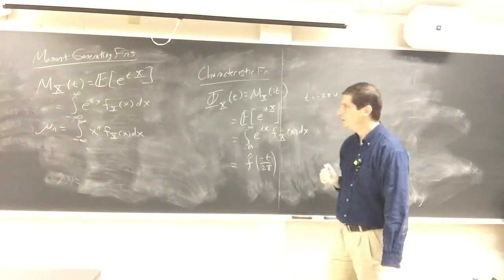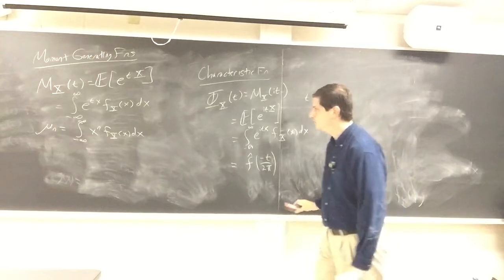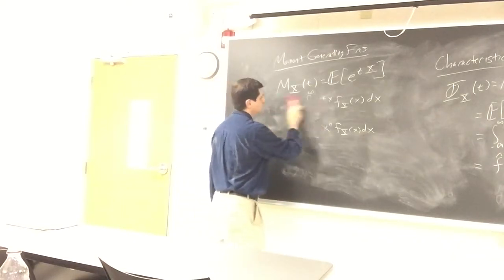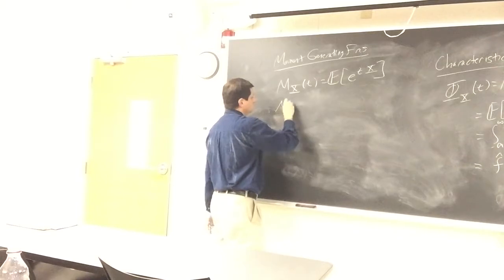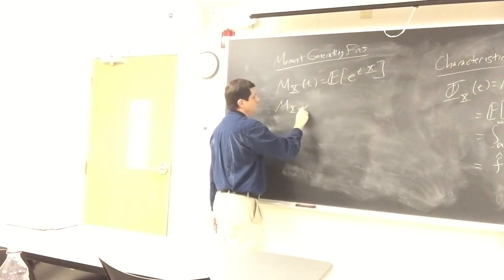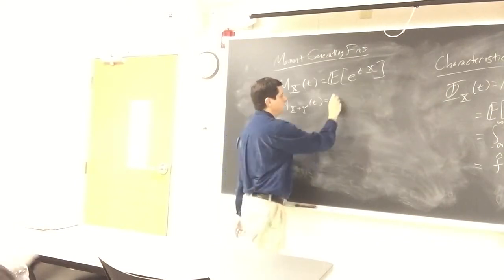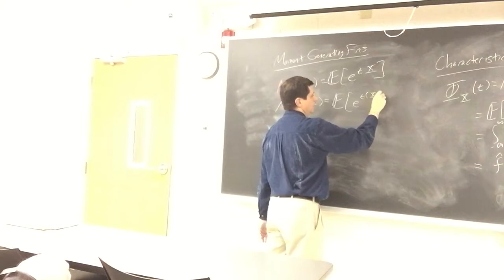Okay? Any questions so far? All right, so we're trying to get all the preliminaries we need for the proof of the central limit theorem. All right, so we've got the moment generating function. Let's look at the moment generating function of the sum of two independent random variables. So this would be the expected value of e to the t times x plus y.